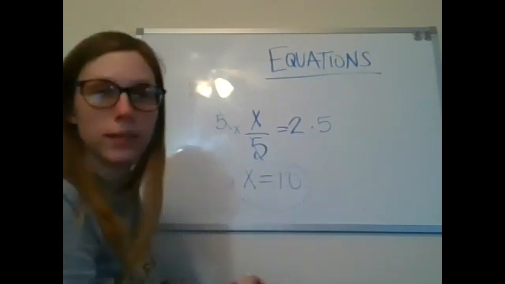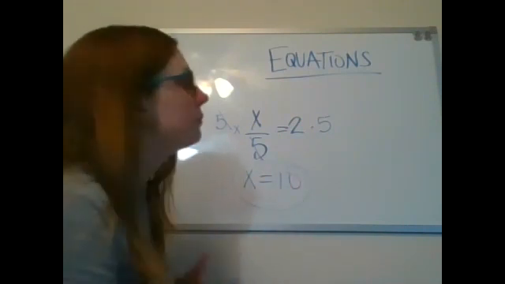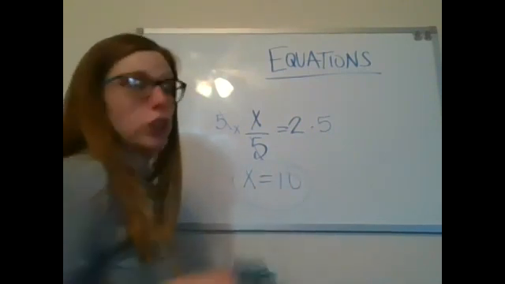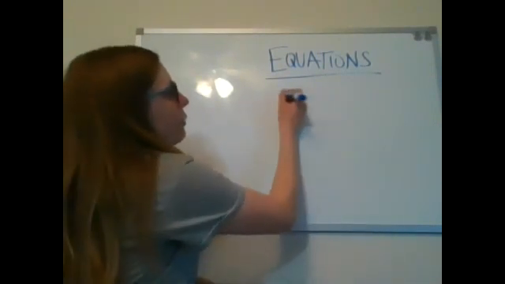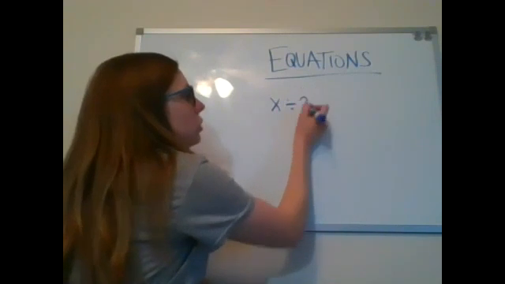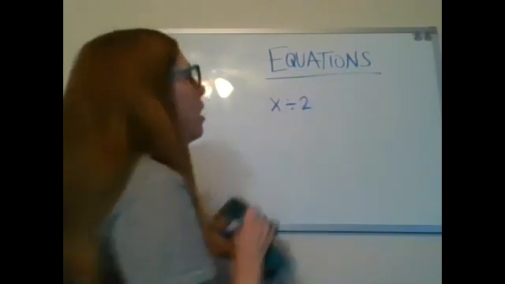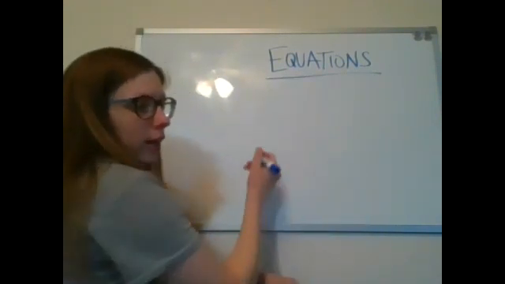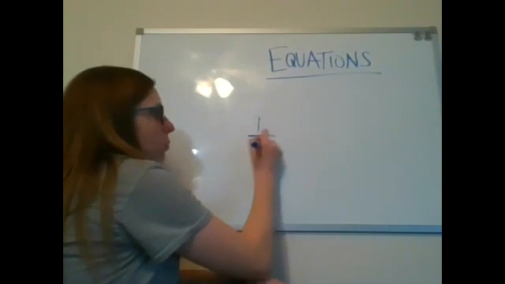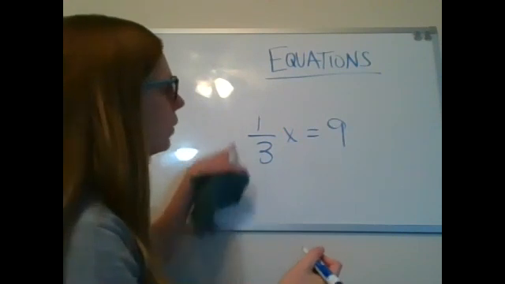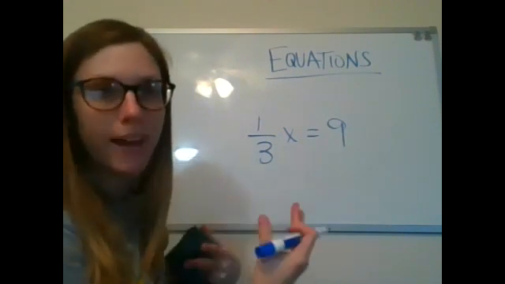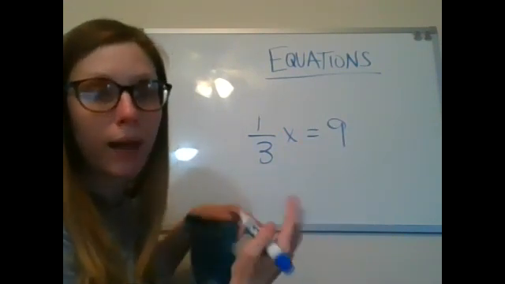So x equals 10. Now another way that division can look, aside from, of course, like x divided by 2, we all know that. Another way that it can look is like this. So say we have 1/3 x equals 9. Whenever you have a fraction in front, that's division. We're going to multiply by it.